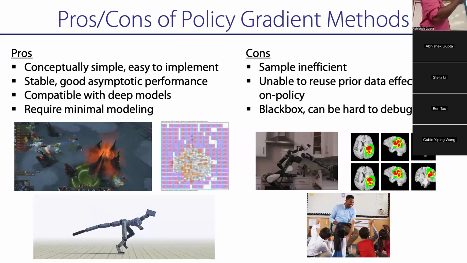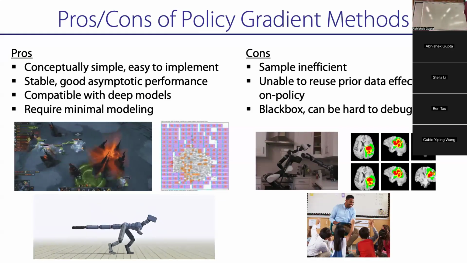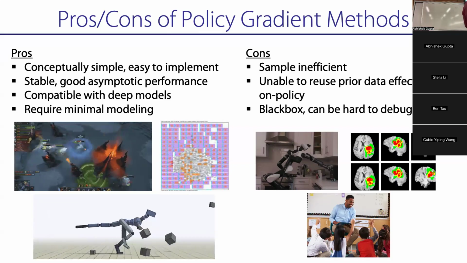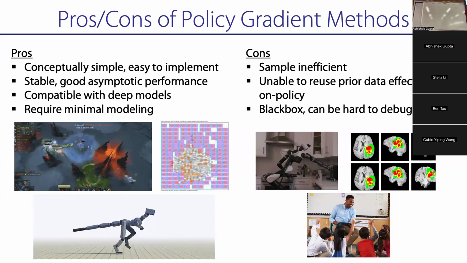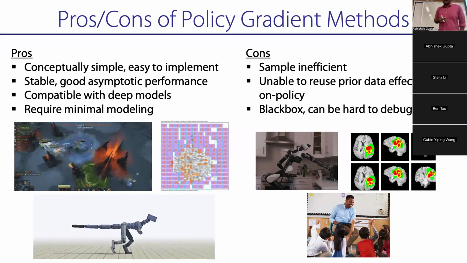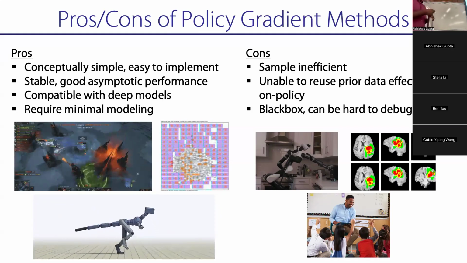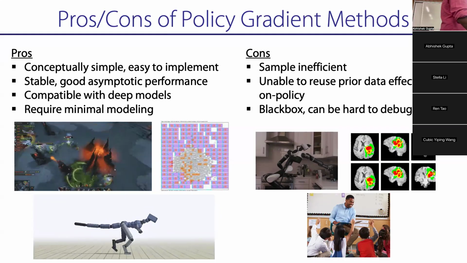But the cons is that it's still pretty sample inefficient because you have to keep changing your policy out fairly often. You're not able to use lots of prior data, just little bits of prior data. And you still require pretty large batch sizes to make this work. And so it's still inefficient. It's hard to debug when it doesn't work.